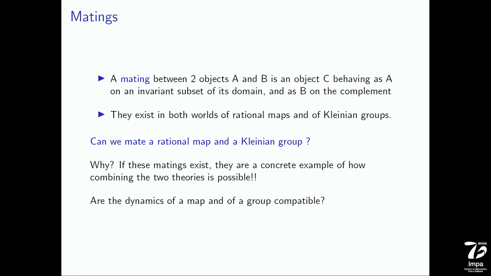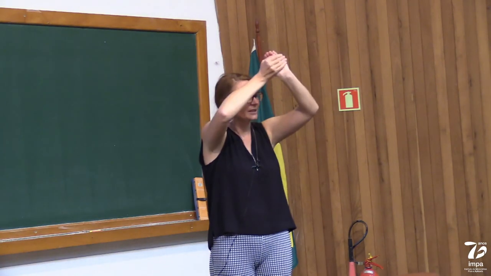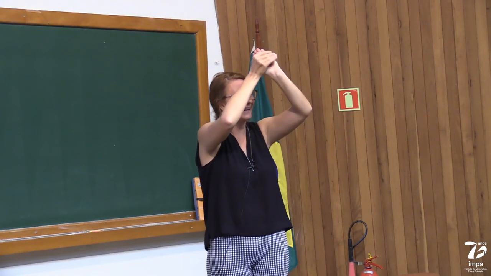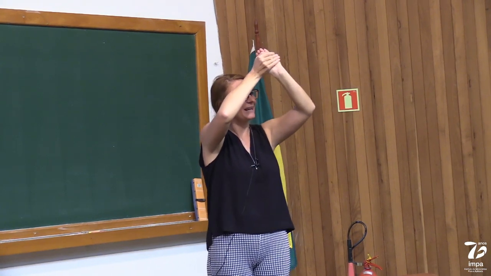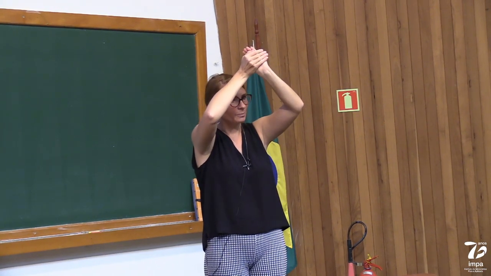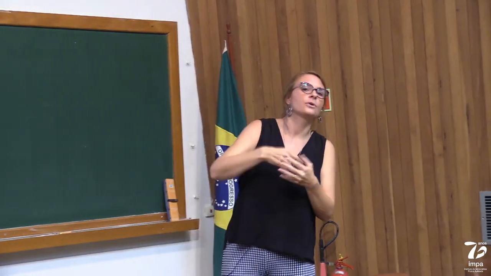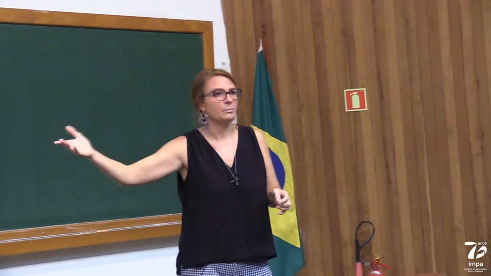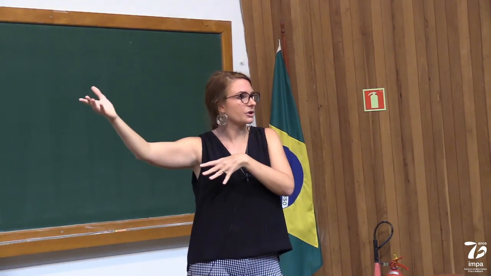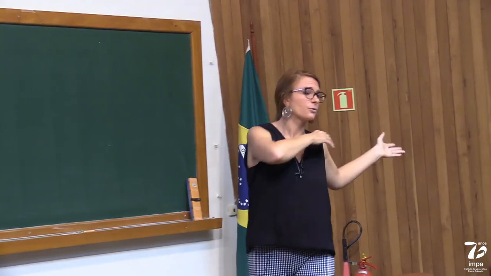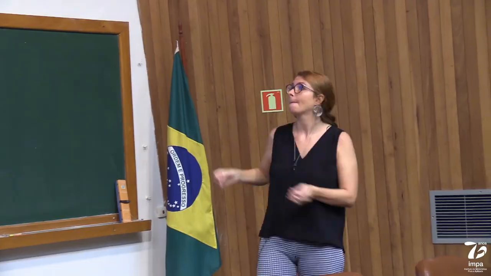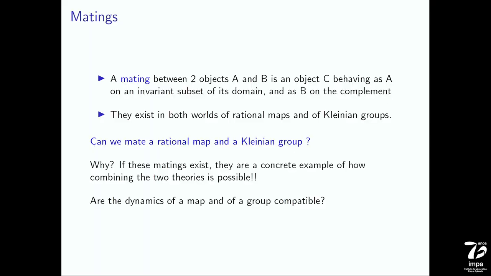What is a mating? Well, a mating between object A and object B is an object C that behaves like A on an invariant subset of the domain and like B on the complement. Matings exist in the world of rational maps. Mating two polynomials gives you a rational map, and it actually started in the world of Kleinian groups. But here we are interested in mating rational maps with Kleinian groups.